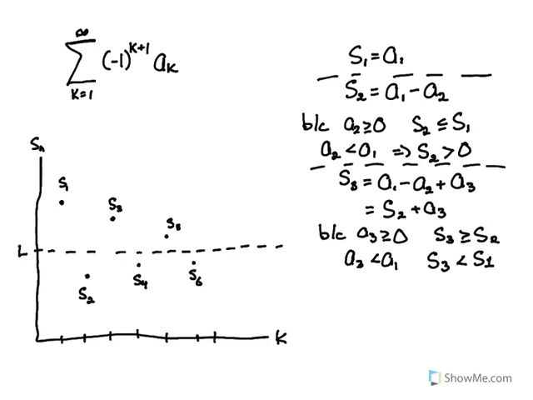L. Right, so if I keep plotting this out, I expect S7 to be here, closer to this line, S8 to be here. And again, remember, the jumps are getting smaller and smaller, so S9 here, and so on and so forth. Now to prove this formally, the way we do it is we consider just the odd or the even partial sums.